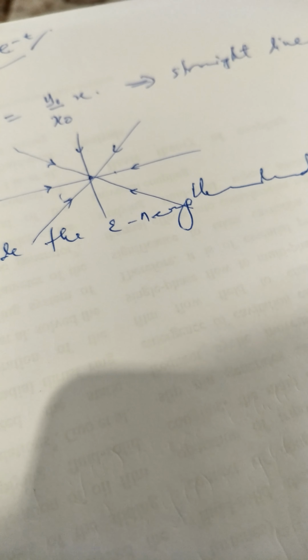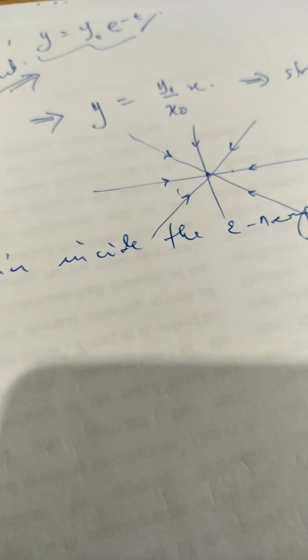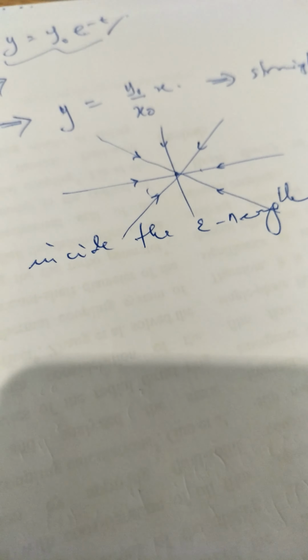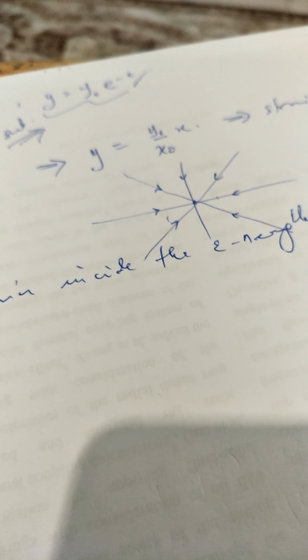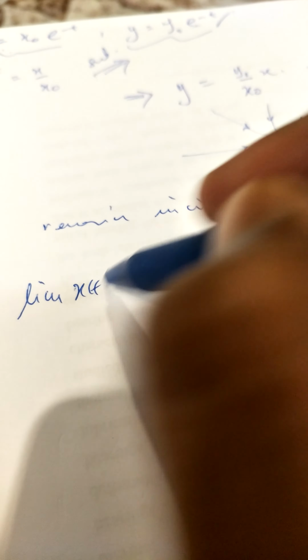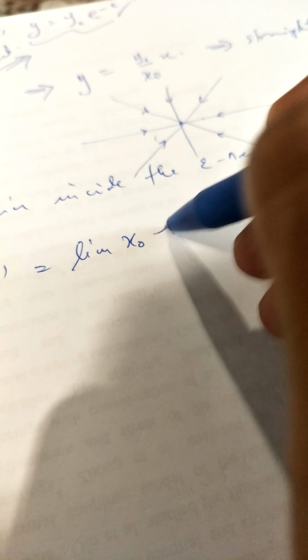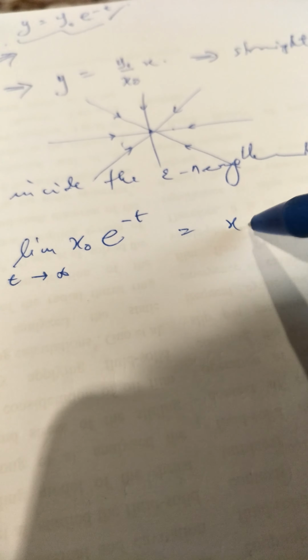Then if you take the limit, in this case it is asymptotically stable. You take a limit for the third condition. We take the limit of x(t) as t tends to infinity. This is the limit of x naught e to the minus t as t tends to infinity, so that gives you zero.